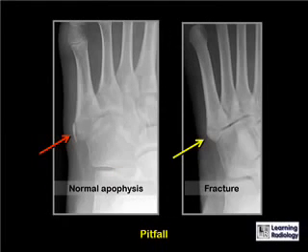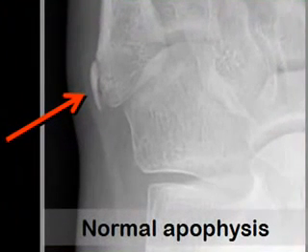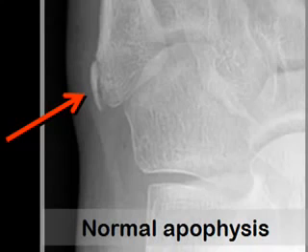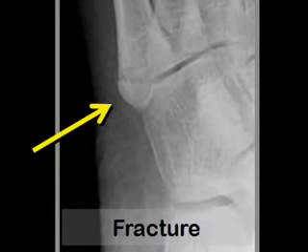I wanted to make sure here that you don't mistake what is a normal apophysis found in the feet of growing children with a fracture. The normal apophysis at the base of the fifth metatarsal is oriented longitudinally, whereas fractures at the base of the fifth metatarsal are almost always oriented transversely.